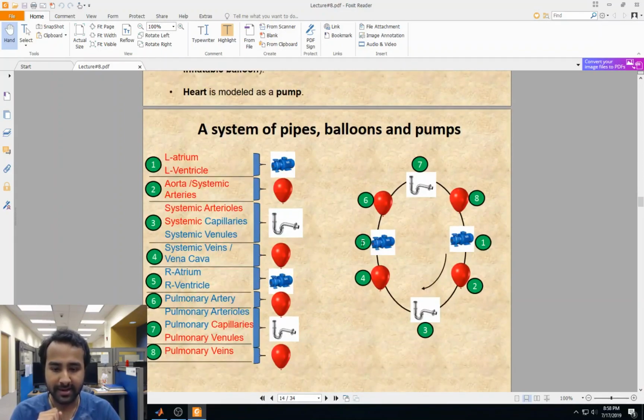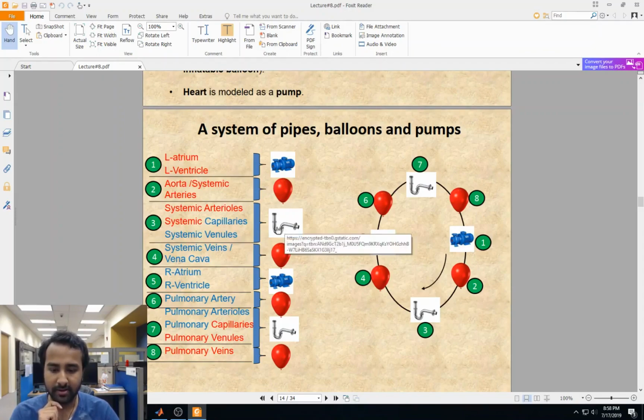So here's a quick breakdown. So you have the pulmonary circulation, then the blood enters the heart, and in this case, from the pulmonary circulation, you have, well, I guess we can start from one. So starting here on the left side of the heart, we have it as a pump. So this is the left atrium and ventricle. Then it goes into the systemic arteries. Then it goes down to, in this case, the systemic arterioles, the very small vessels.